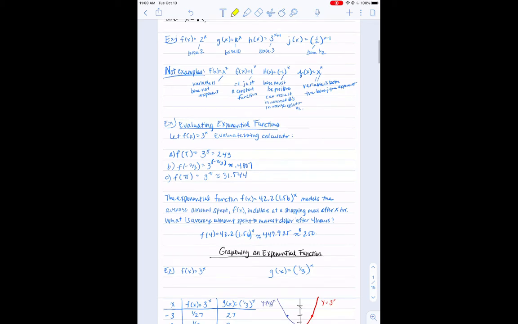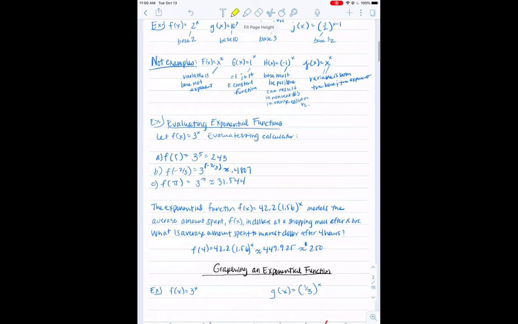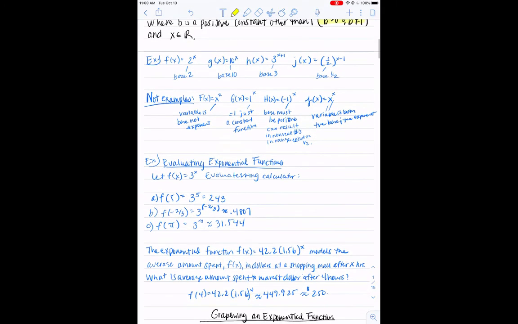So some examples of exponential functions are things like 2 to the x, where our base is 2, 10 to the x, where we have base 10, 3 to the x plus 1, where our base is 3, and then 1/2 to the x minus 1, where our base is 1/2.